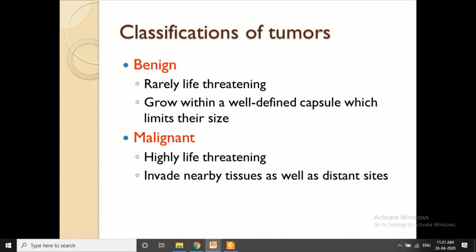Now to the classification. In the first slide I discussed what is benign and malignant. We will see some more detail. Benign tumors are rarely life-threatening, but malignant tumors are highly life-threatening. Benign tumors grow within a well-defined capsule, and their size is very limited. But malignant tumors grow robustly and detach, and they invade the nearby tissues as well as distant sites.